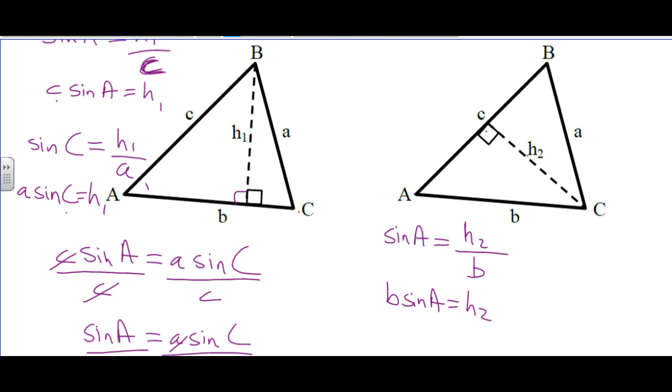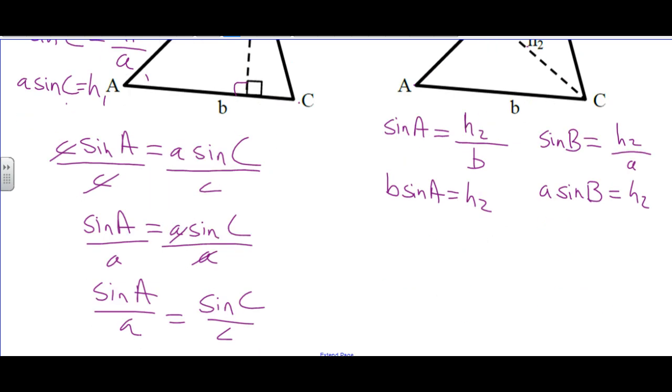And we're going to do a similar thing with the sine of angle B. The sine of angle B is equal to opposite, which is H2, over hypotenuse, which in this triangle is little a. So A sine B is equal to H2. Well, if H2 is this and H2 is that, what can we say about this and that? They're the same. So we can write B sine A is equal to A sine B.